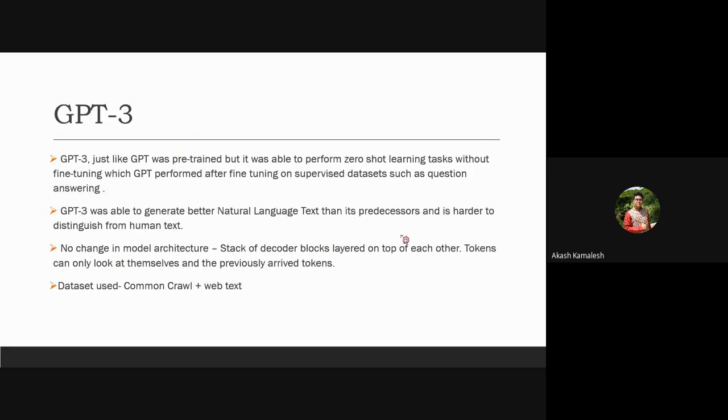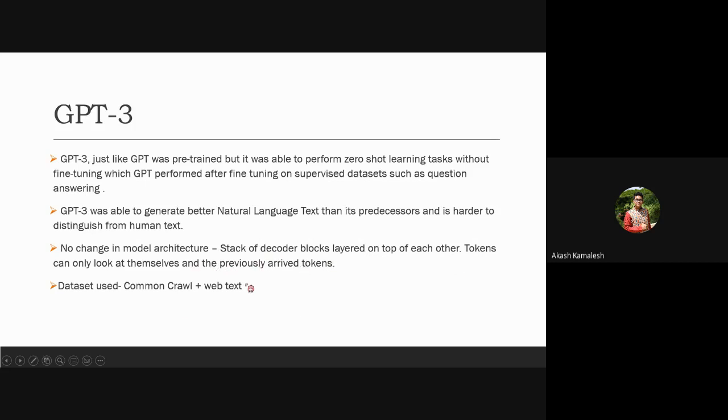So let's come to GPT-3. As I've told you all many times, the goal of GPT-3 was to perform zero-shot learning, but it was not able to achieve this goal. So it has been called a few-shot learning model. There is no change in the model architecture. It is the same decoder blocks layered on top of each other. The tokens can look at themselves and the previously arrived tokens.